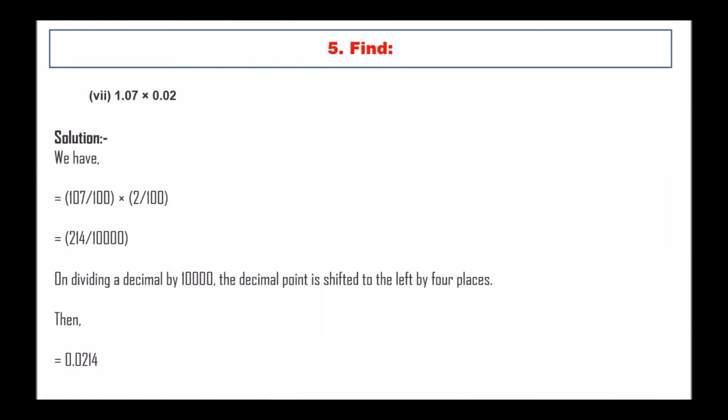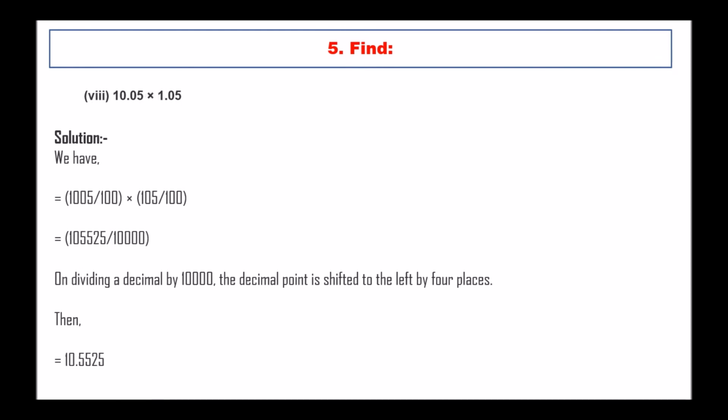Next, 1.07 into 0.02. So 1.07 will become 107 upon 100, and 0.02 will become 2 divided by 100. On multiplying 107 by 2, we will get 214, and 100 into 100 will become 10,000. On dividing a decimal by 10,000, the decimal point is shifted to the left by 4 places. So it will become 0.0214.